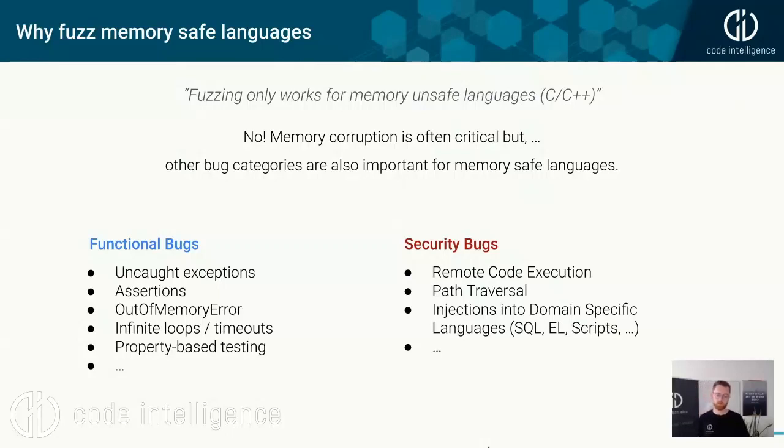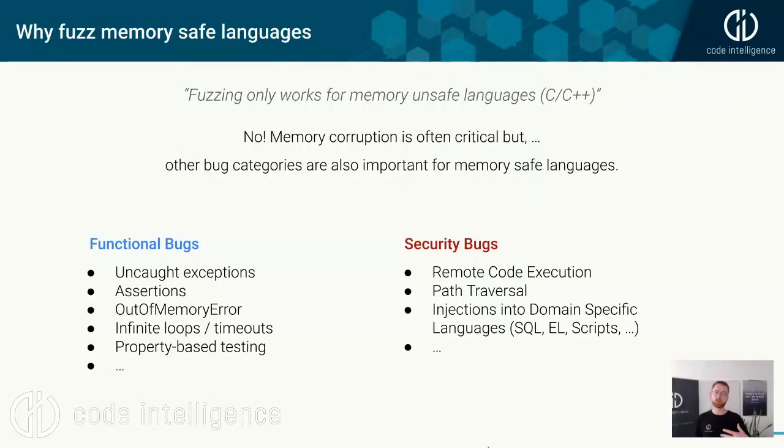I created two categories here. The first one is functional bugs. This ranges from uncaught exceptions, so a really easy case here, to assertions, but also out of memory exceptions, infinite loops, other kinds of timeouts, more generally. Or you could also use fuzzing for property-based testing, so that your application always holds true to some invariants. On the other side, there are security bugs.